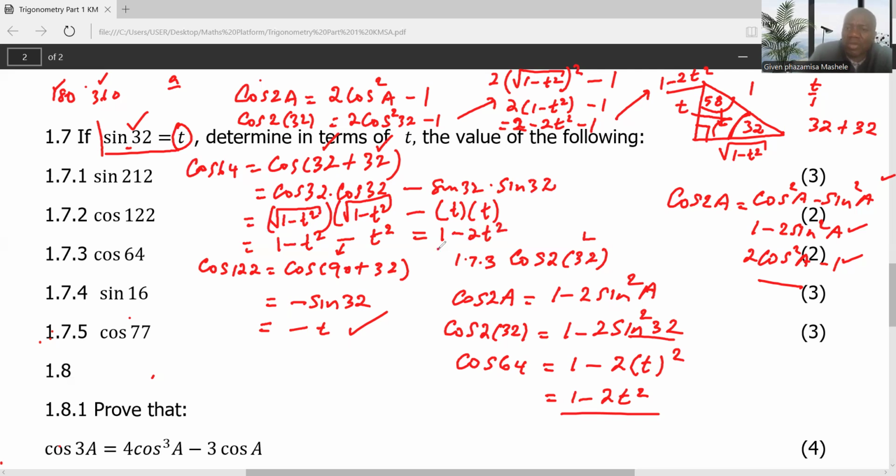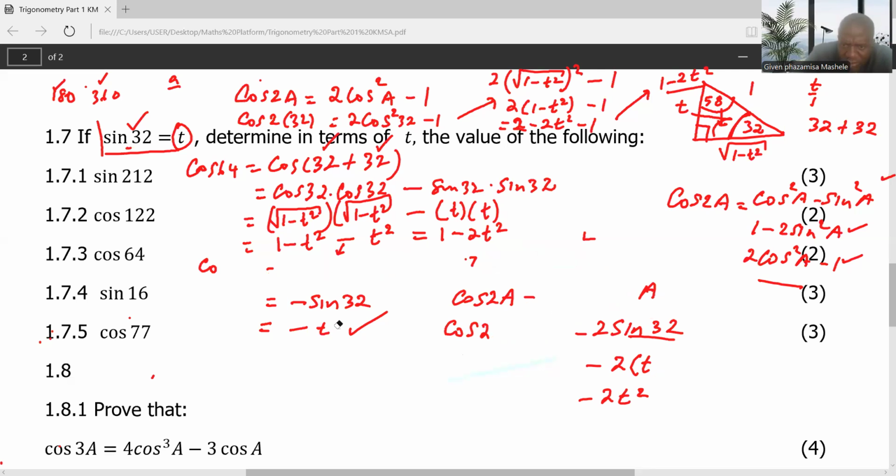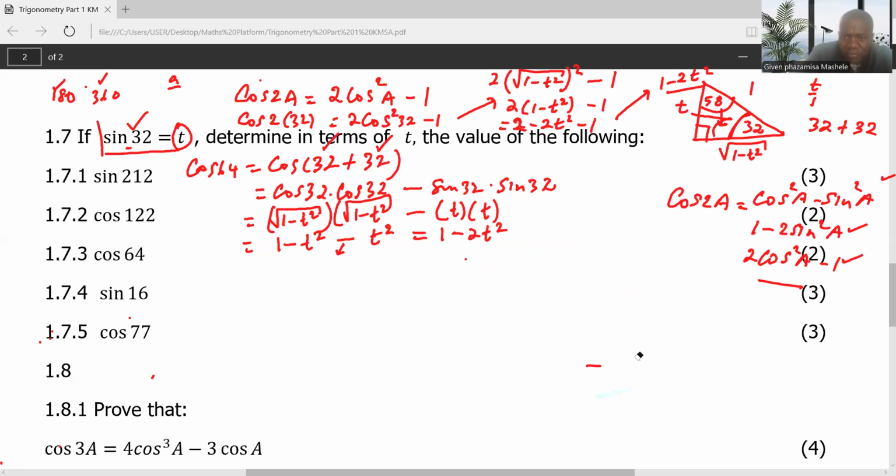There are many ways to skin a cat. The answer is the same. You still get the same answer. There's no problem. Practice makes perfect. Right, let's move on to the next question. Because of time, guys, I will not finish the paper, but you need to make sure that you go through this, you practice on your own.